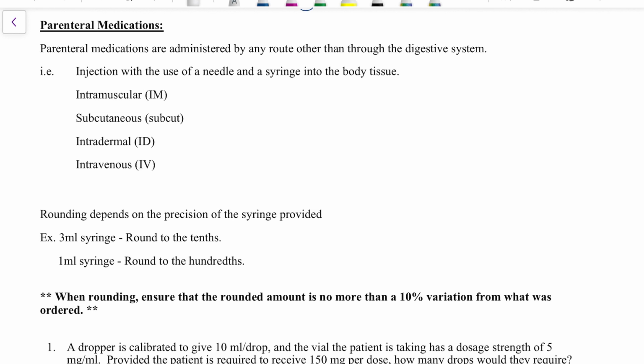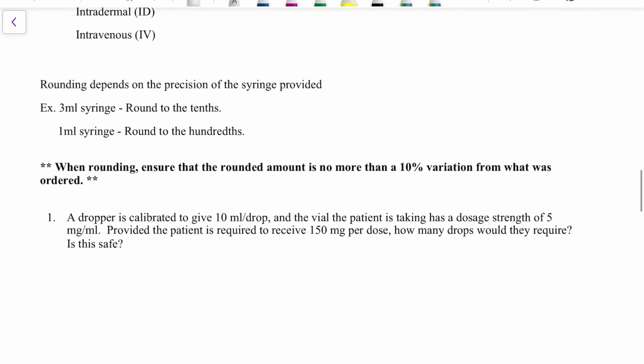Right? Now again, when we've rounded, we still need to check that 10% variation to make sure that we are not giving too much or too little of a medication. And generally, if it's done through an injection, we need to really be careful with the strength of the medications that we're looking at. Okay, so let's look at an example.